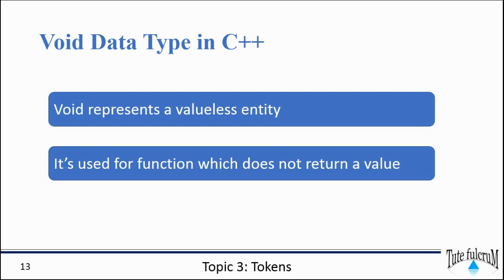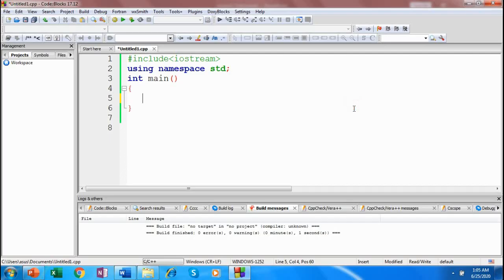We can display the size of a data type using the operator sizeof. So let's write a program and check the size of data types. We'll check the size of int, or integer data, first.